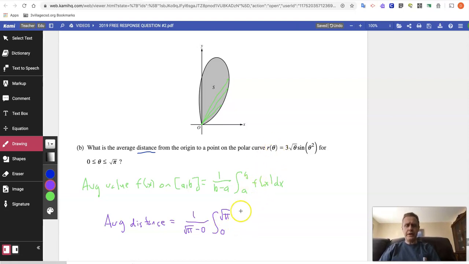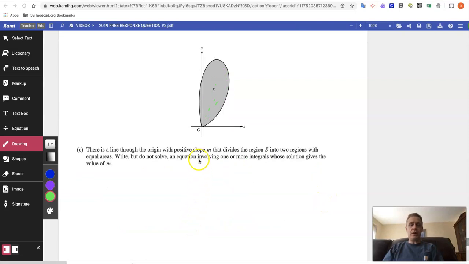And our function here is our function r theta, because remember again, r tells us the distance from the origin out to any point in our curve. And this is the setup of our expression that will calculate that average distance. And once again, we can evaluate this on our calculator and round it to 3 decimal places. We get 1.580. And voila, we have the answer to part B. All right, now on to part C, where things get interesting.